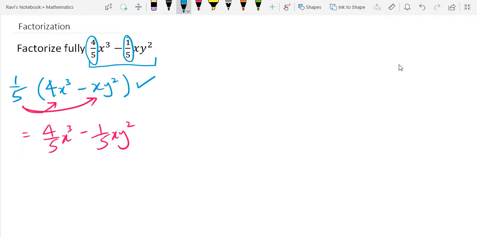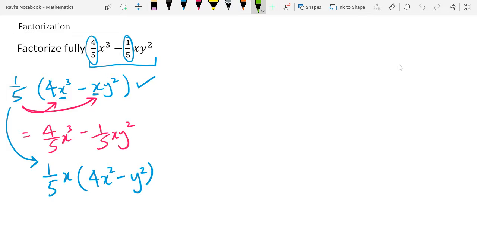So let's carry on to the next step. After I factorize out 1/5, I see that there is also an x cubed and an x here, so I can factorize out the x. What is left is 4x squared minus y squared. Let's for a moment leave the 1/5 x and just focus on the bracket here, 4x squared minus y squared. So what does this look like?